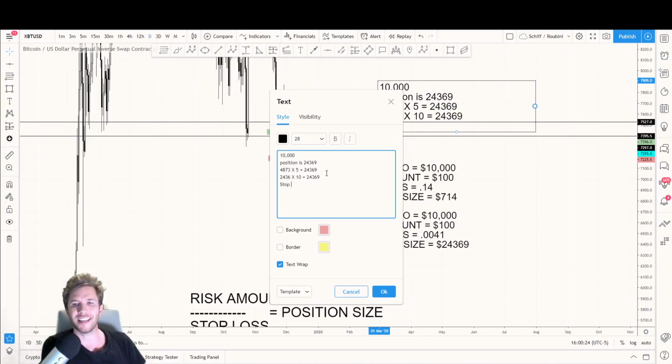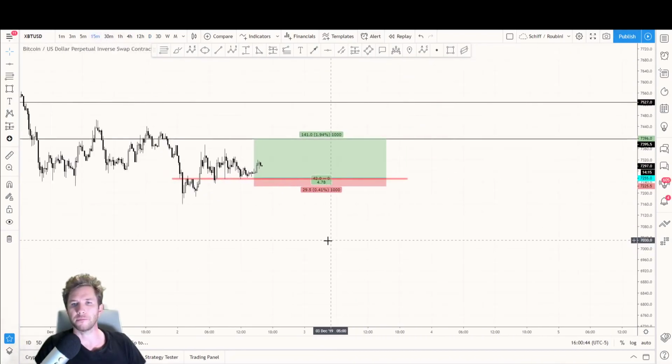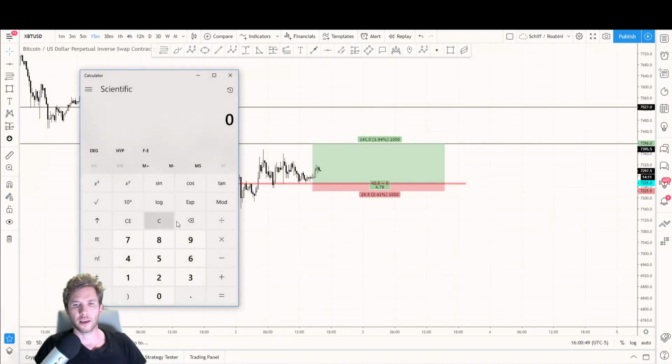So 24,369 at 10x leverage. Our stop loss never changes. It's always at 0.0041. It's the same thing. So you can have a 24,369 position, and you're still only ever going to lose $100. Now, let's zoom back into the 15-minute. We're risking 0.41%, and we're looking for 1.94%.